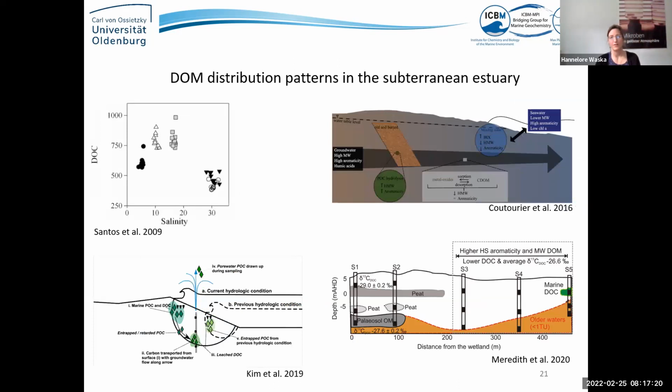We can also see that there are different distribution patterns in the subterranean estuary, and this is what I'm mainly working on right now. I'm trying to figure out what happens with DOM, how it is produced, how it is processed, and what actually ends up at the low water line or before discharge. One key paper was the one by Isaac in 2009. I think it was an eye-opener for a lot of us, that you have these estuarine type patterns of dissolved organic carbon, but with entirely different drivers of why it looks that way.